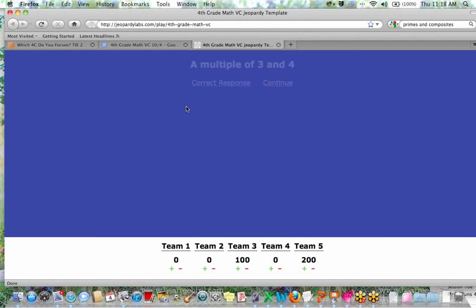Factors and multiples for 100. Oh, were we paying attention a couple minutes ago? Give me the multiple of a 3 and 4. So only one response. That's right, Jaden. He buzzed in first and he said, what is 12? So Jaden, you got the points for that one.